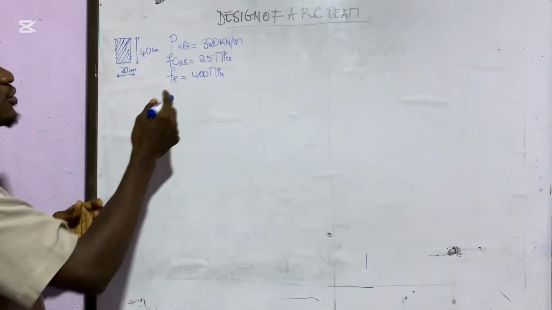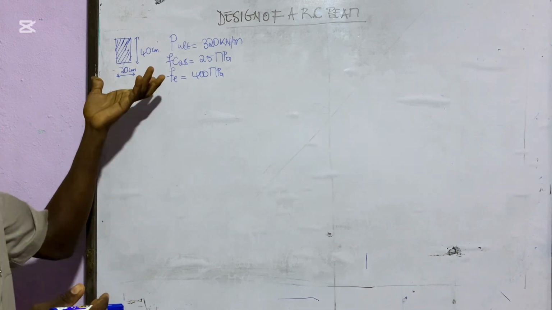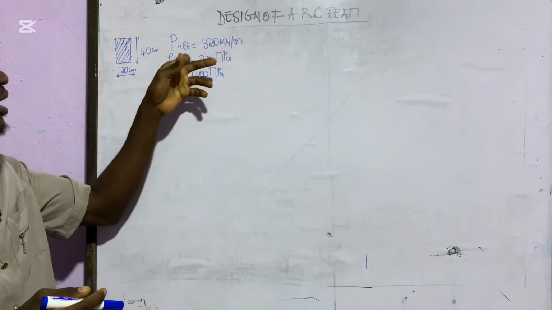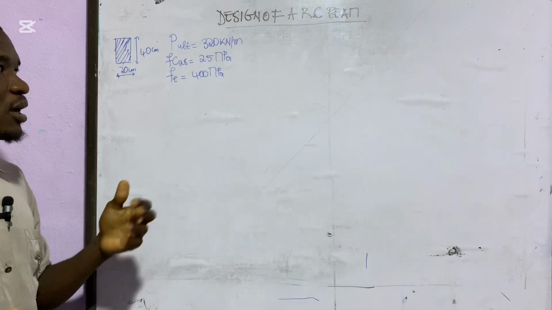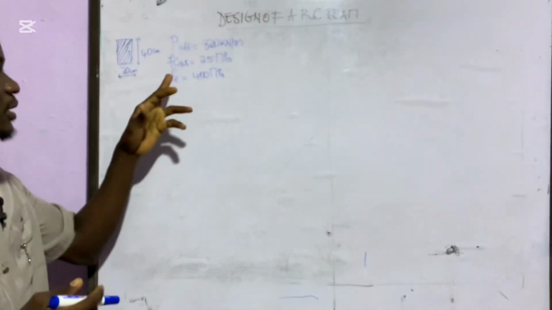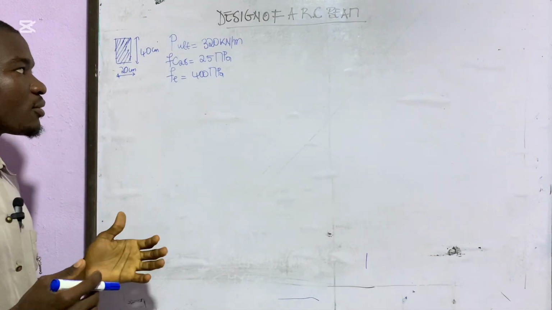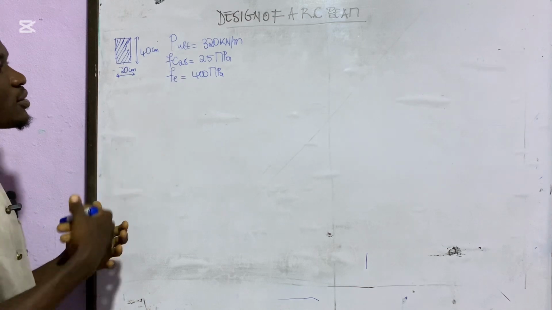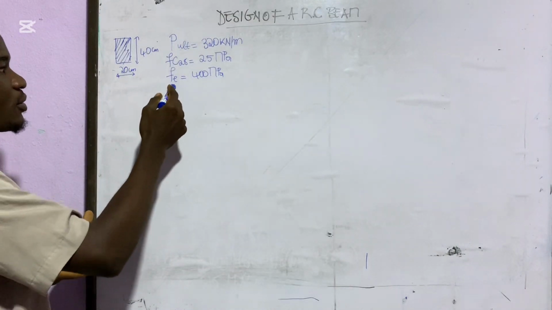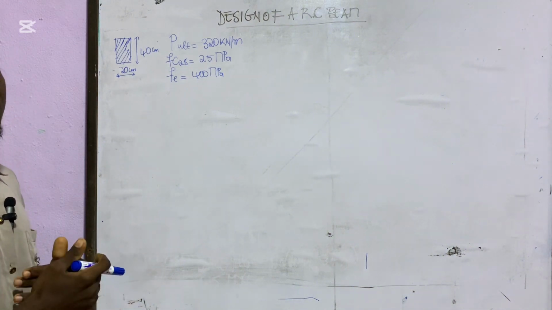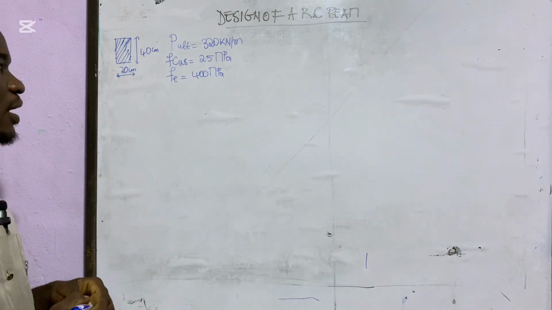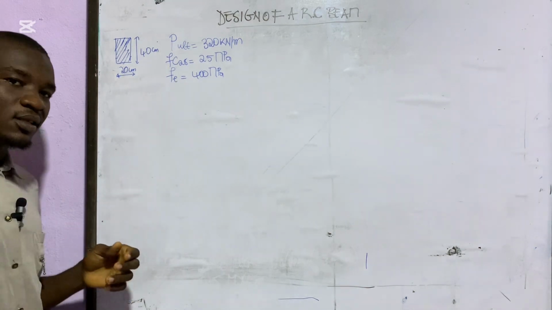Okay, so first of all, when you have this information, you have the cross section of your beam, that's 20 by 40 centimeter. Then you have the P ultimate given at 320 kilonewton per meter. Then you have the concrete strength after 28 days, which is 25 megapascal. Then you also have the steel, the strength of the steel, which is 400 megapascal. That's the elasticity of our steel.